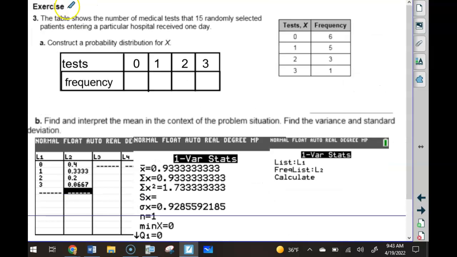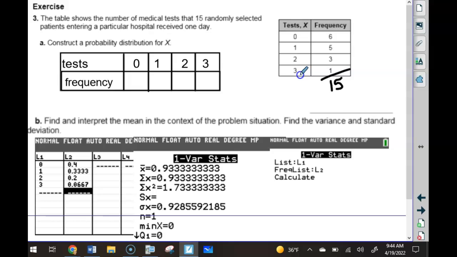All right, we're going to try it with this. The table shows the number of medical tests. You have this one, right? Somewhere? Okay. 15 randomly selected patients entering a particular hospital received each day. So this is 11, 12, 13, 14, 15 patients. They had 0 tests done, 1 test, 2 tests, 3 tests.